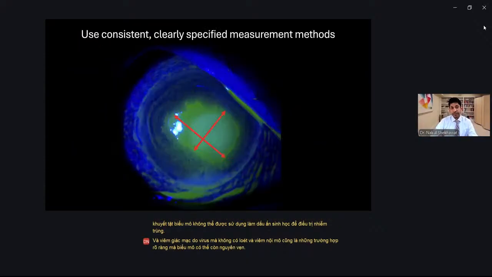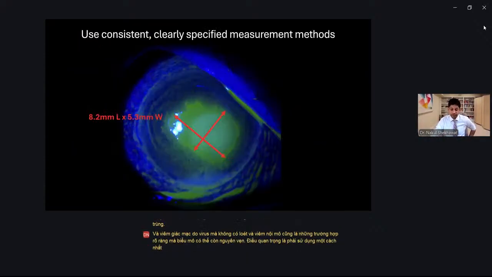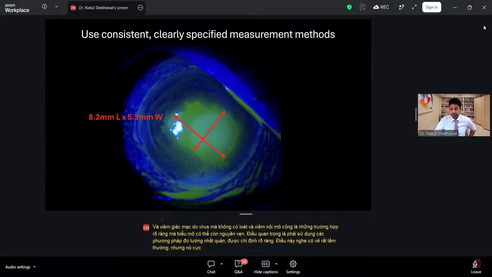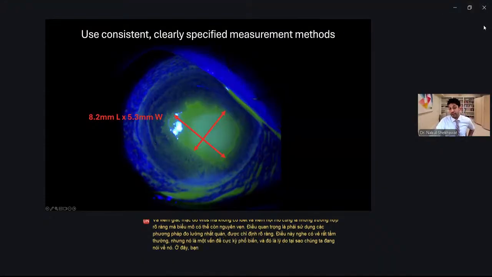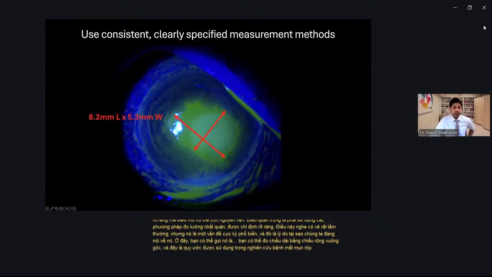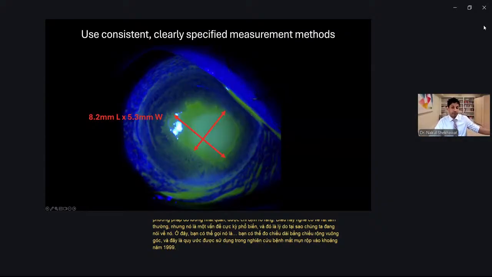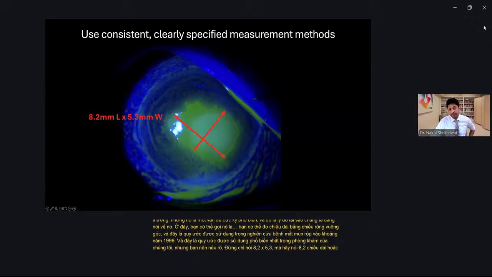It's important to use consistent, clearly specified measurement methods. This may sound very mundane, but it's incredibly commonly a problem, and so that's why we're talking about it. Here you can measure length by perpendicular width, and this is the convention used in the Herpetic Eye Disease Study back in 1999 or so. And this is the most commonly used convention in our clinic, but you should specify. Don't just say 8.2 by 5.3. Say 8.2 long or length by 5.3 W or width.